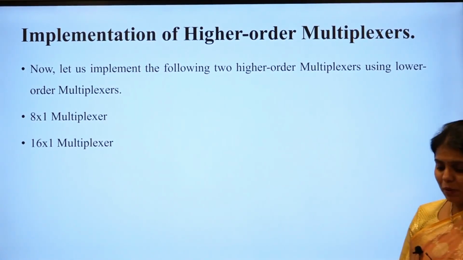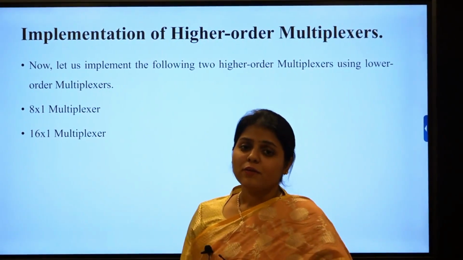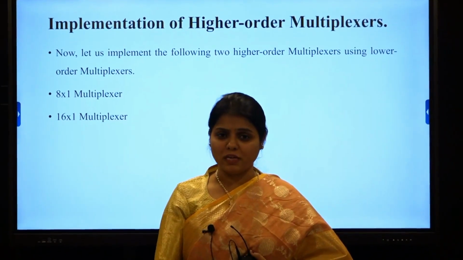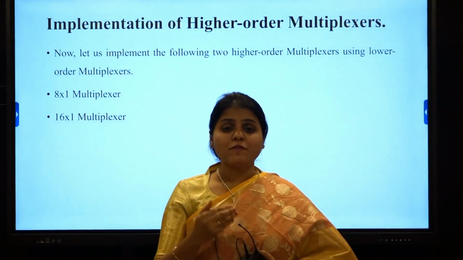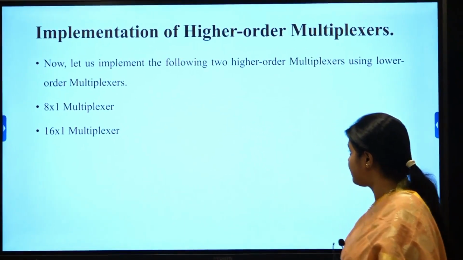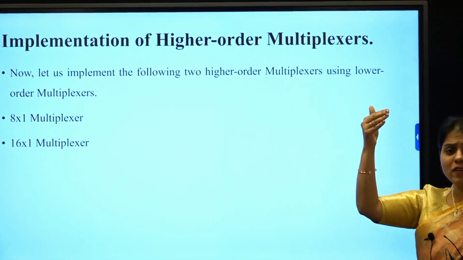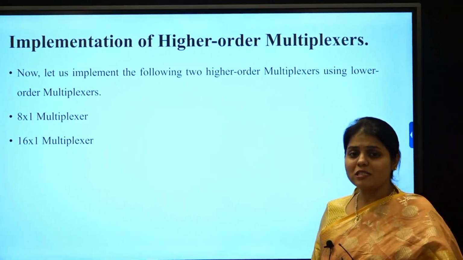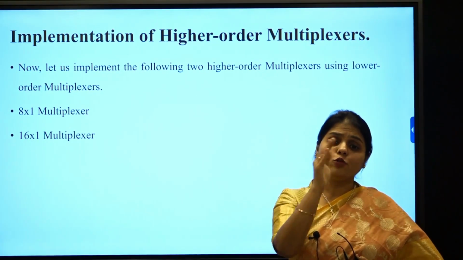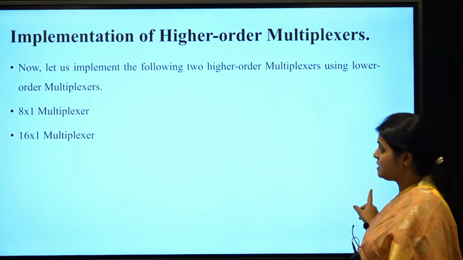Now let's go for implementing higher order multiplexers. When I talk about higher order multiplexers, higher inputs come into the picture. So we have seen the 2 by 1 multiplexer and the 4 by 1 multiplexer. Now using them, we will construct the 8 by 1 multiplexer and the 16 by 1 multiplexer. So for higher order multiplexers, we will not design 8 by 1 or 16 by 1 from scratch, that is by using AND and OR gates, but instead we will use the lower order multiplexers for designing 8 by 1 and 16 by 1.